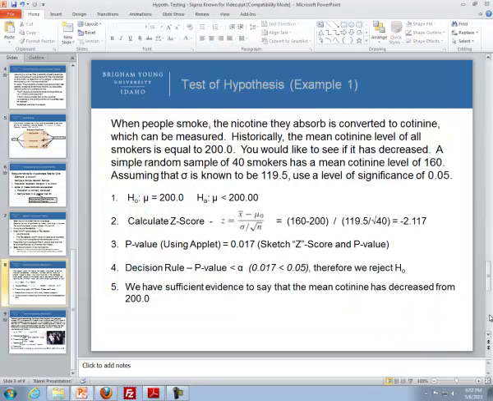Here's the first example. When people smoke, the nicotine they absorb is converted to cotinine, which can be measured.